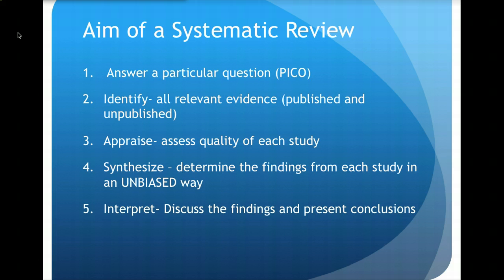Then we are appraising the information, which we should be used to at this point, by assessing the quality and validity of each study that is added into the systematic review. Because remember, it's a pooled group of information, so you're assessing the quality of each study that you've stated you will be using to complete this review. Then you synthesize the information by determining the findings from each study in an unbiased way. So once you synthesize each study individually, you're going to interpret by discussing the findings of all the studies and present your conclusions overall.